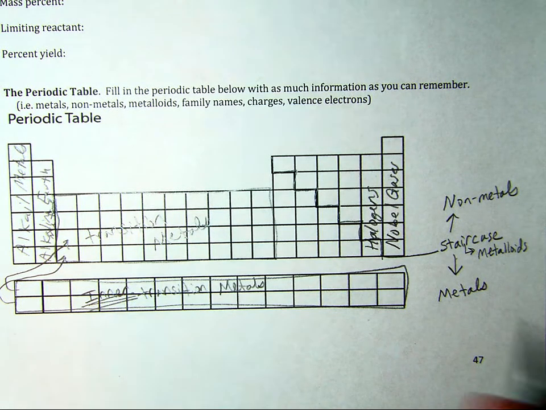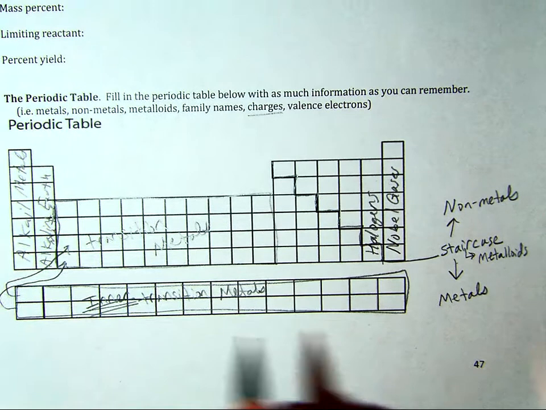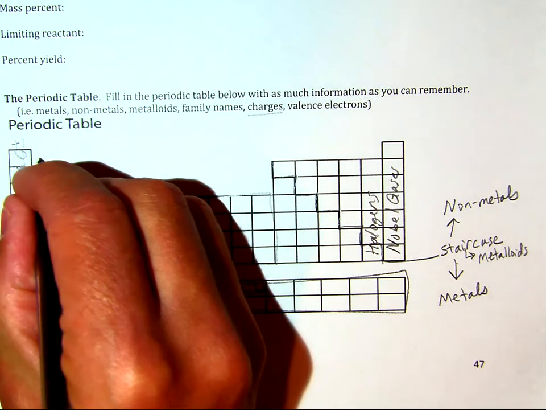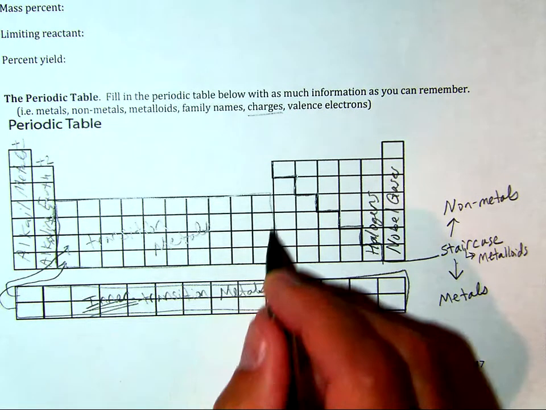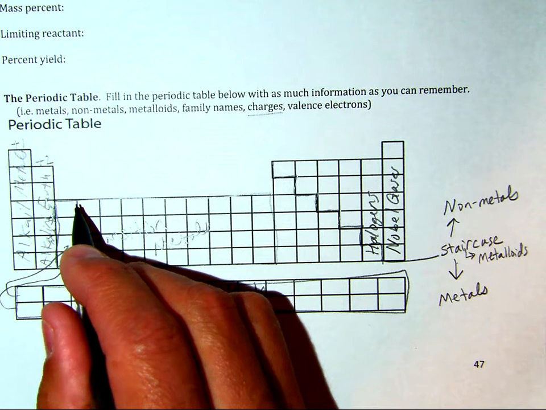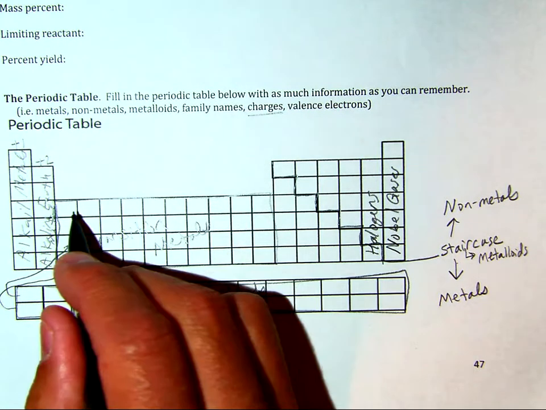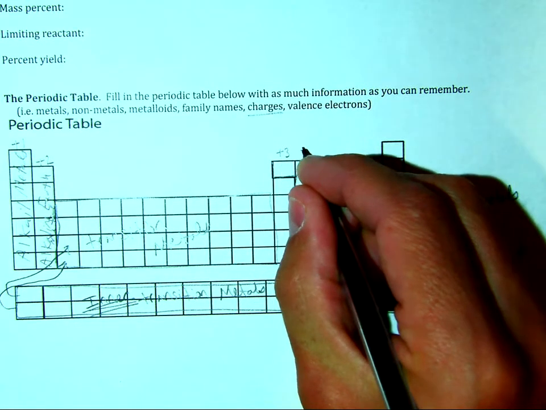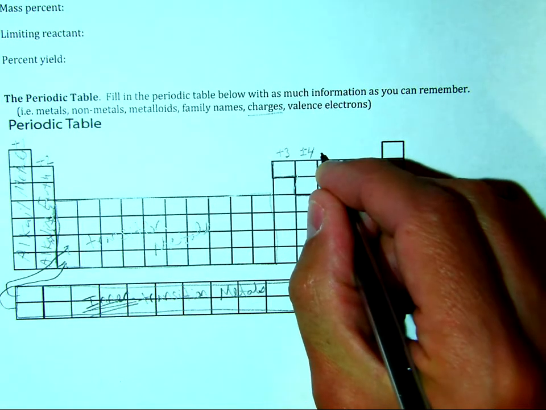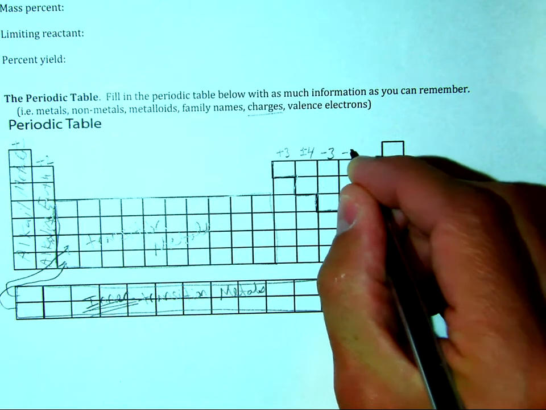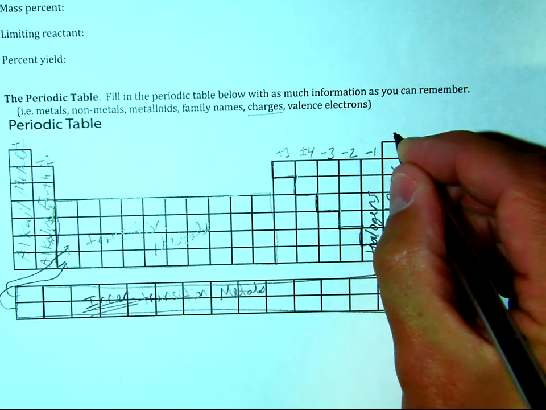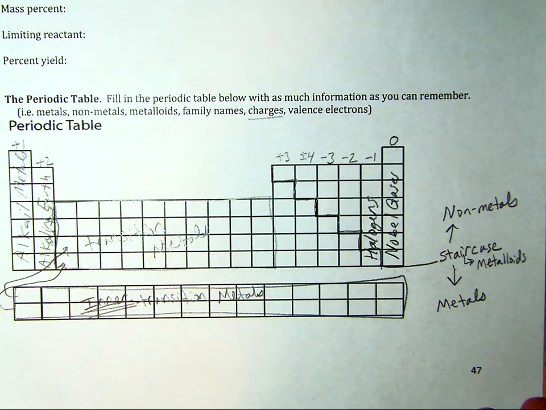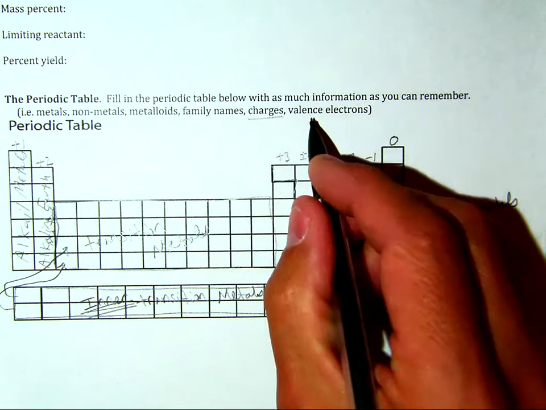Now let's go to charges. Okay, this first group has a charge of +1. Second group is +2. Now the transition metals can have a lot of different charges, so we don't really know for sure, so we skip the transition metals. Group 13 is +3. Group 14 is ±4, and then it goes to minus, so -3, -2, -1, and of course the noble gases, they are not going to give up their electrons or take any more on, so their charge is 0.